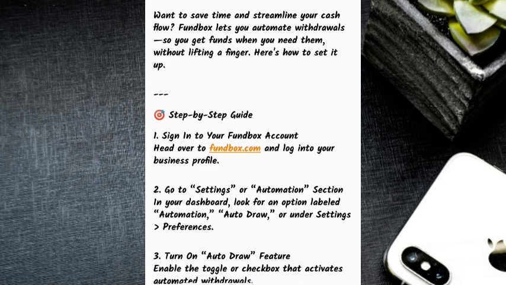First step is going to be to sign into your Fundbox account. So head over to fundbox.com and log into your account using your business profile. Once you're in, the next step is to go to settings or automation section.